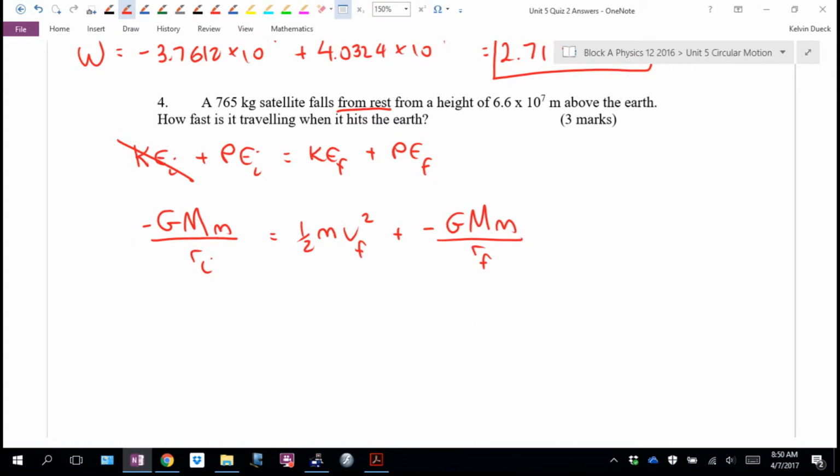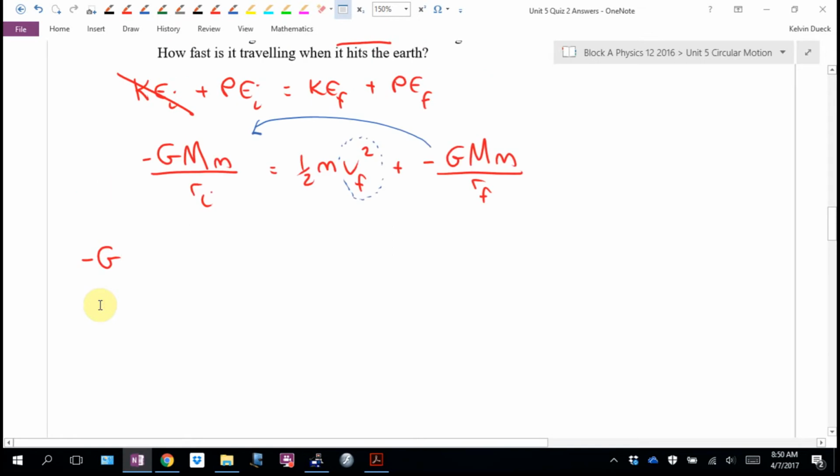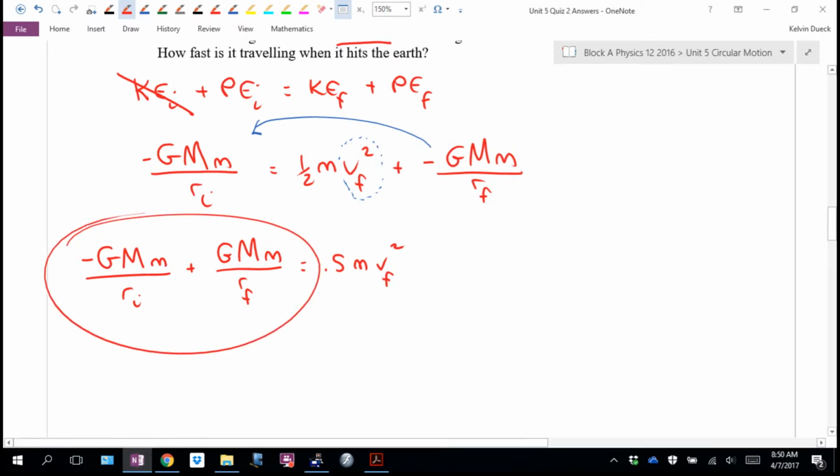What am I trying to find? I'm trying to find that, so I'm going to plus that over to that side. I get negative big G, big M, little m over R initial plus big G, big M, little m over R final equals 0.5 m V final squared. I could now divide everything by 0.5 m and square root, but no, I'm going to get an answer for this. Once I have that number sitting on my calculator, Drake, then I divide by 0.5, divide by m, square root. This is about my limit where I love getting things by themselves. You get such an ugly expression, it's just not worth it.